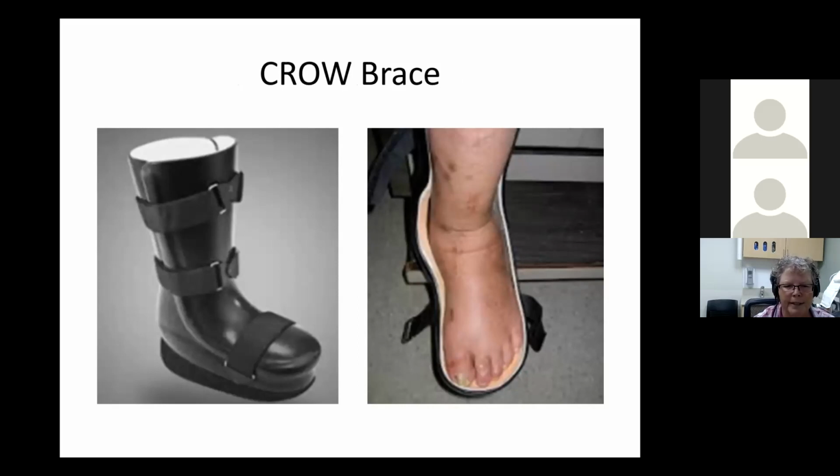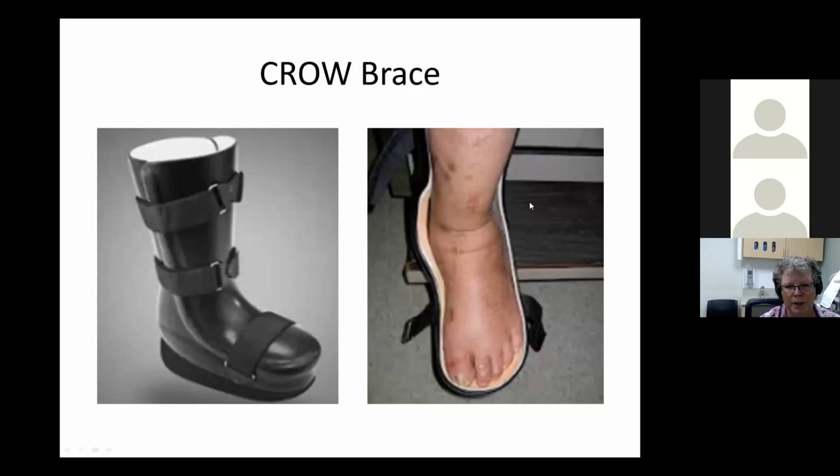So if we can catch a Charcot foot early enough and there's not significant deformity, and the person had a pretty reasonable ambulatory activity level before their episode, then frequently we can graduate them out of the Crow brace and into prescriptive footwear.